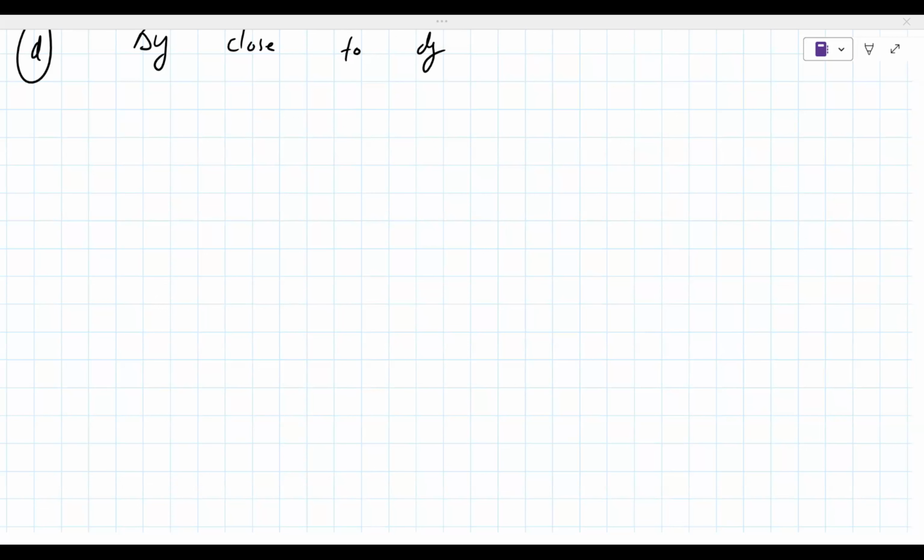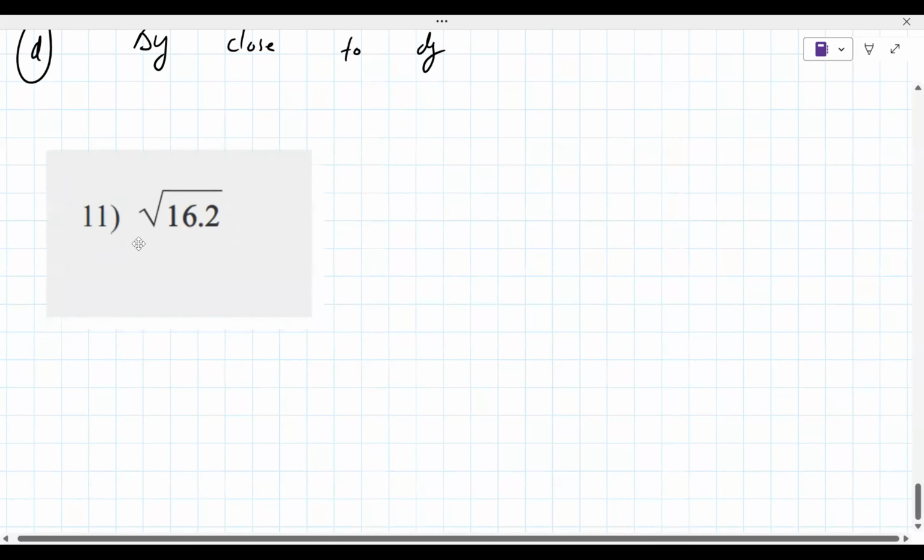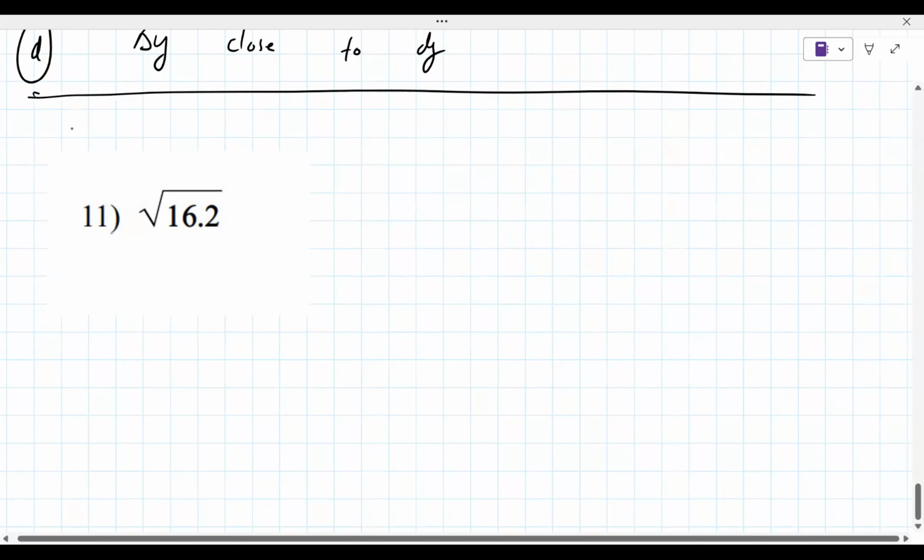Yeah. Okay. So we're going to choose a pretty basic one here. This is how they kind of start out. They say, how would you calculate this without a calculator using a linear approximation? The first thing is you have to figure out what the function is here. They're asking for the square root of 16.2, but that's not the function. What do you think f of x is?